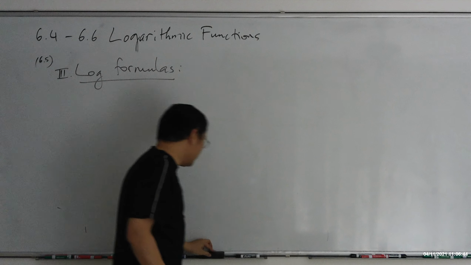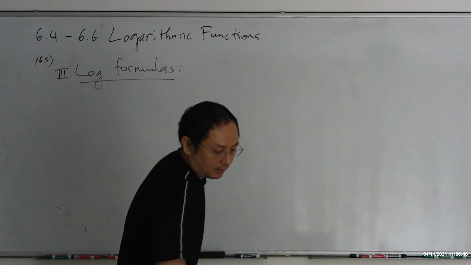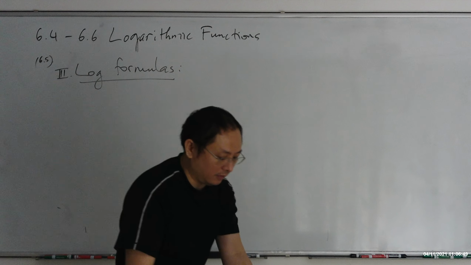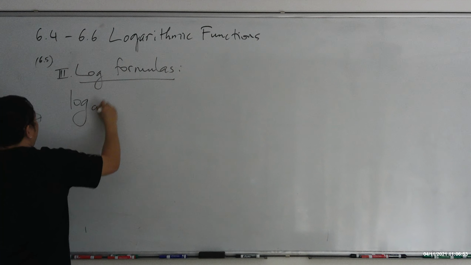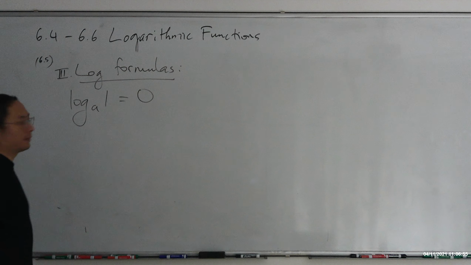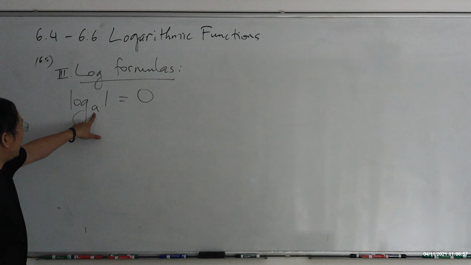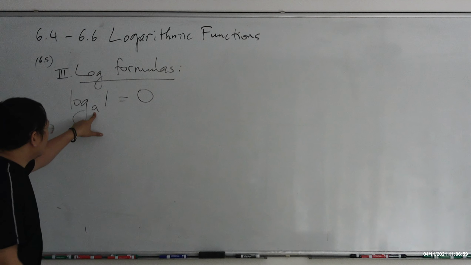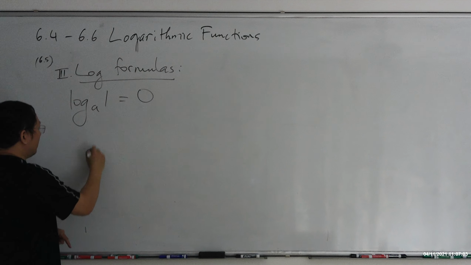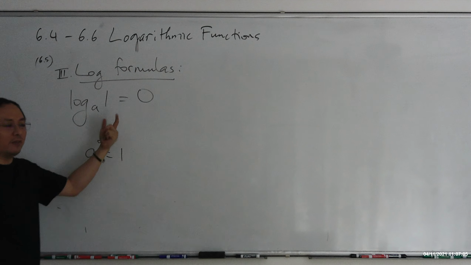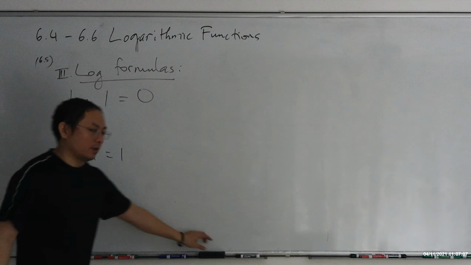I'm going to use a as the base, and base a has to be positive and different from 1. So we have the first one: log base a of 1 is equal to 0. You see why? Because a is the base, you ask yourself, a raised to what exponent gives me back 1? a raised to 0 equals 1. It's the inverse of the exponential formulas that we learned before.